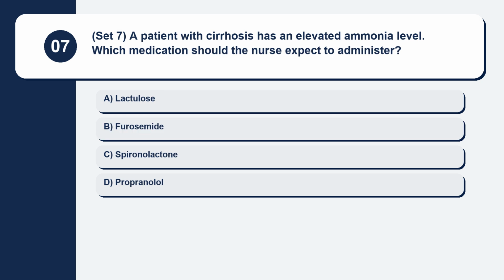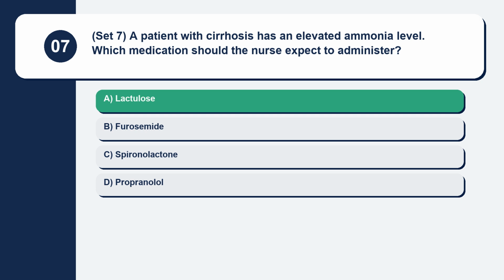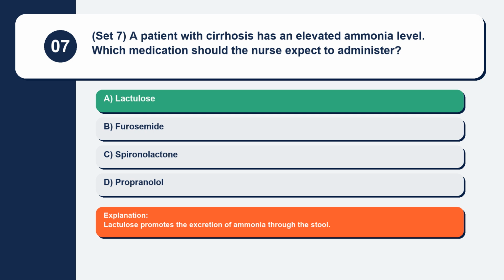Question 7. Set 7. A patient with cirrhosis has an elevated ammonia level. Which medication should the nurse expect to administer? Lactulose, furosemide, spironolactone, propranolol. Lactulose promotes the excretion of ammonia through the stool.